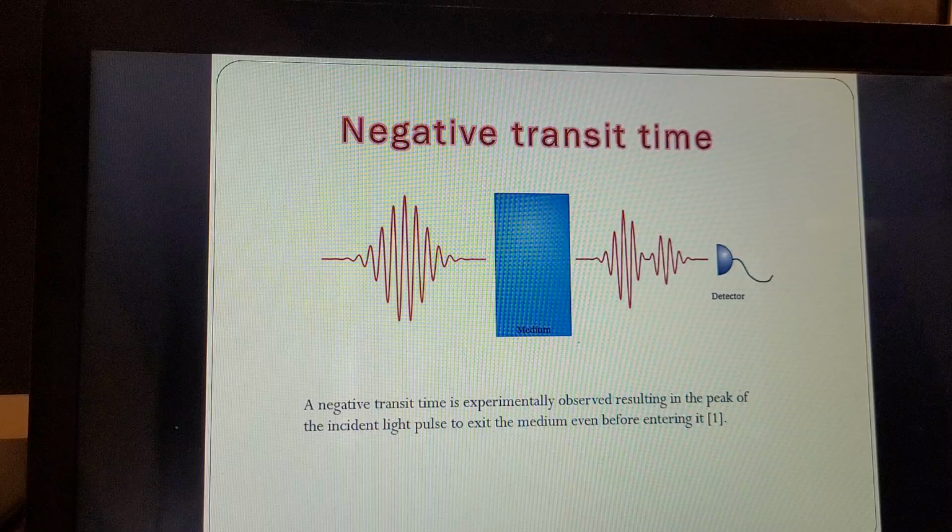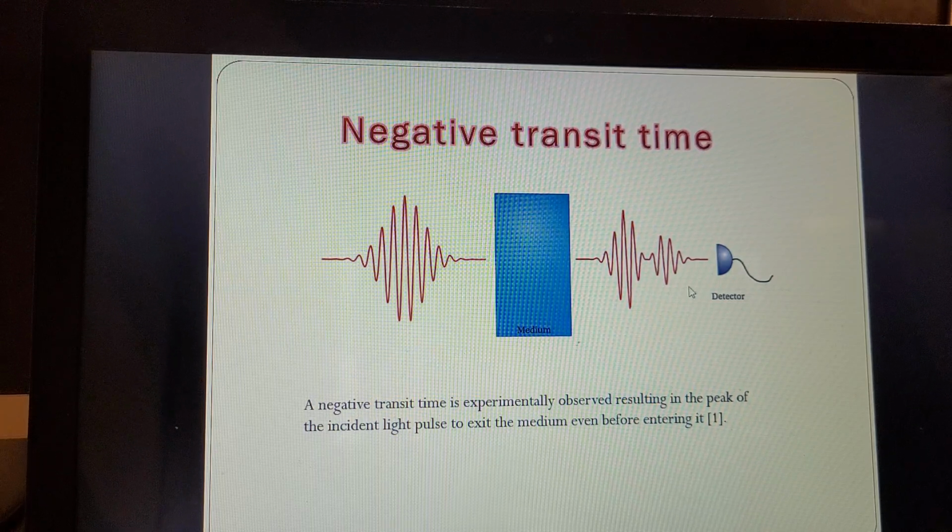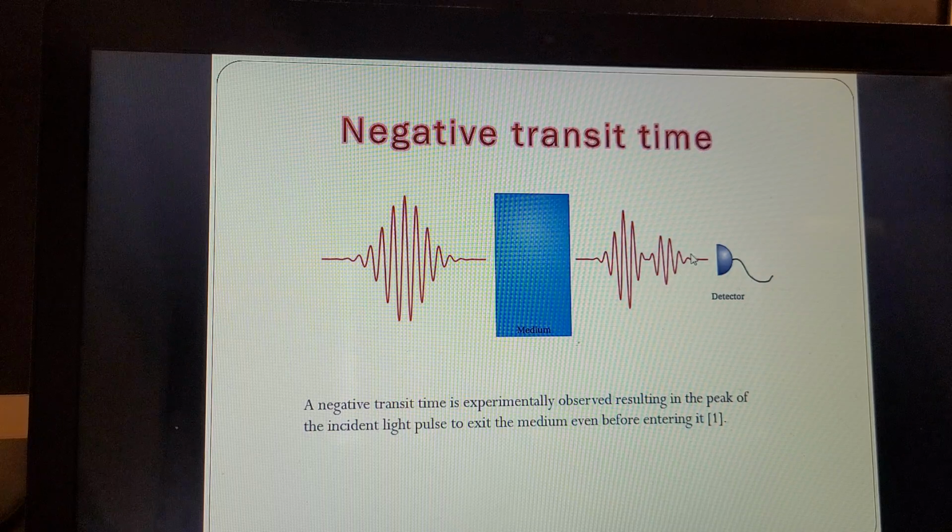A negative transit time is experimentally observed, resulting in the peak of the incident light pulse exiting the medium even before entering it. That is interesting. So you can detect something even before entering the medium. This is a little bit bizarre, and this is called negative transit time.